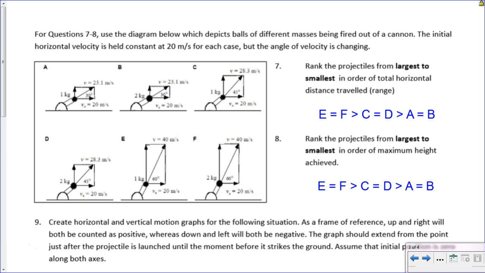Question 8 asks us to rank the projectiles from largest to smallest in order of the maximum height that they achieve. For this one, we are looking also at the vertical velocity, because maximum height is directly related to initial vertical velocity. So it ends up actually being the same order. E and F have the most initial vertical velocity, which means they reach the maximum height, then D and C, and then A and B.